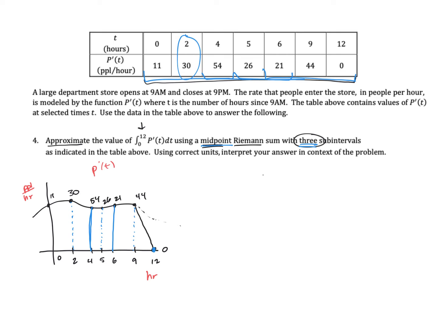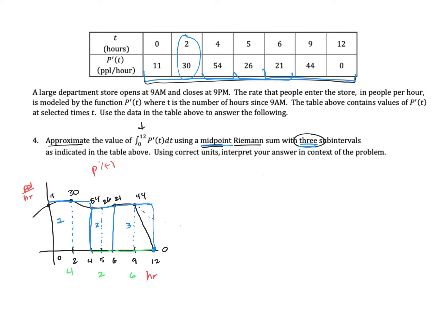And I can draw my 3 rectangles. Here's my first one, rectangle 1. Here's my second one, rectangle 2, and here's my third one, rectangle 3. The width is important to get. The width of the first one is 0 to 4, so the width is 4. The width between 4 and 6 is going to be 2, and between 6 and 12 it's going to be 6. So it's important to know my widths.